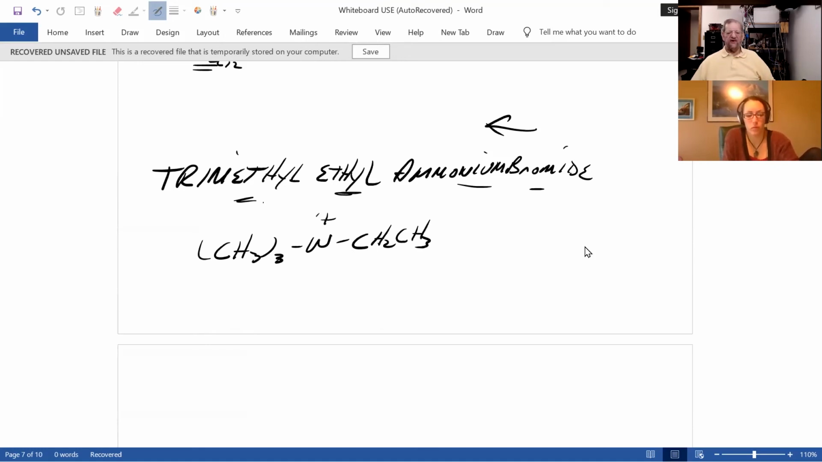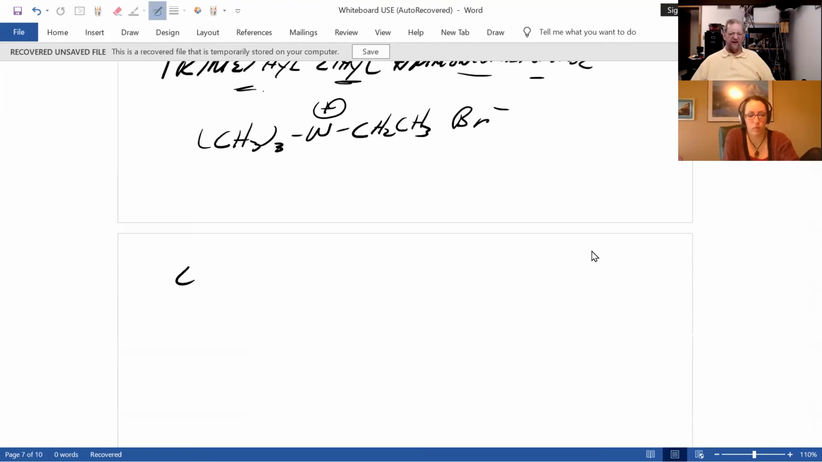Now, you don't have to put the charges there, but I do. That's one way of writing it. And another way, which would be also perfectly correct. It doesn't matter which side has the ethyl. And that's how you do it. And that's how you do quaternary ammonium salts.